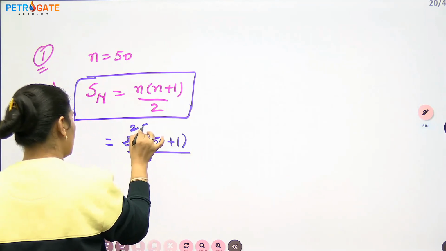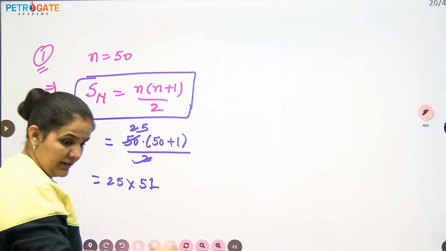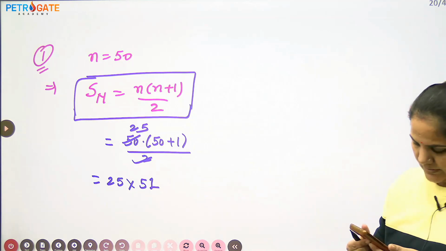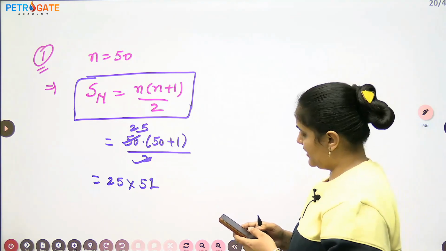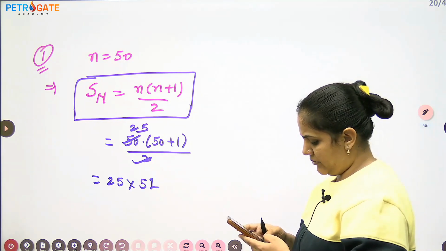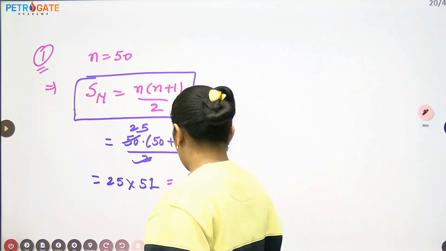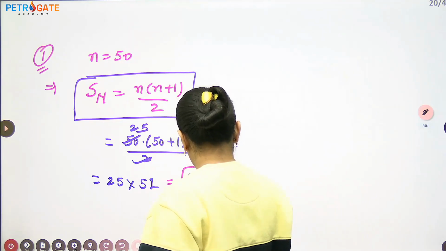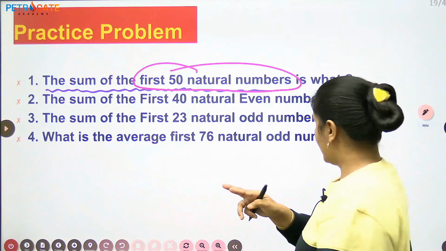You can cancel out 25. It will be 25 into 51. You can calculate, I can also calculate. So let me calculate this one. I think it should be 1275. Exactly, it is 1275. Right? So it will be 1275, my dear students. We can approach it very easily. Okay, let's come to the next one.